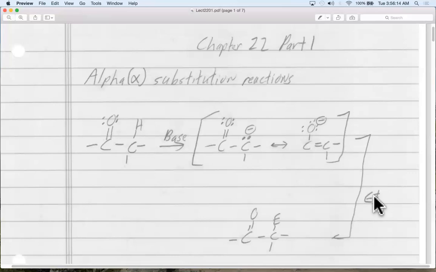Then an electrophile comes in and attacks the carbon and adds to the carbon. So the overall result is that the hydrogen is replaced with the electrophile.